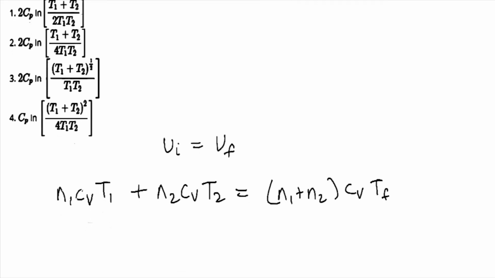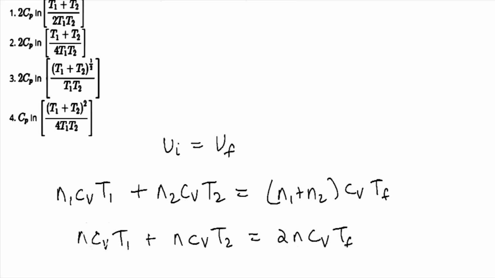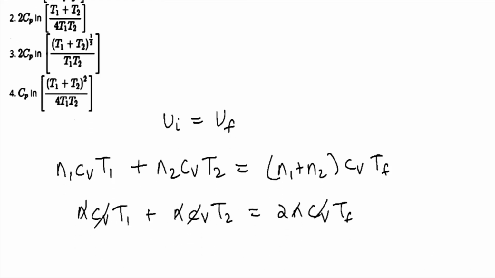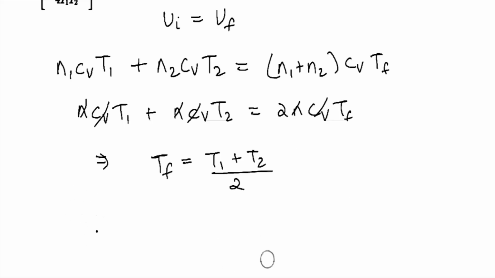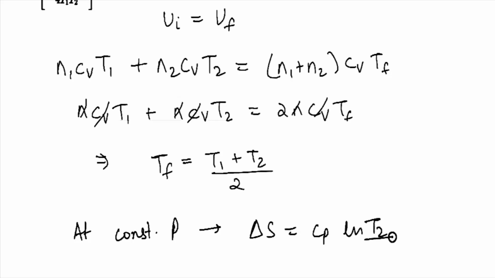Now in the question it is given that the two blocks are the same, so N will be the same. So we can write N CV T1 plus N CV T2 is equal to 2 N CV TF. Now we can cancel N and CV. So we get TF is equal to (T1 plus T2) divided by 2. Now at constant pressure, delta S is equal to Cp ln (T2 by T1).